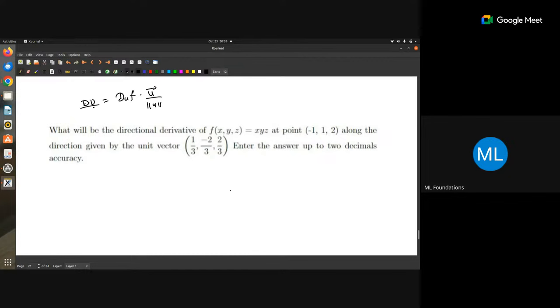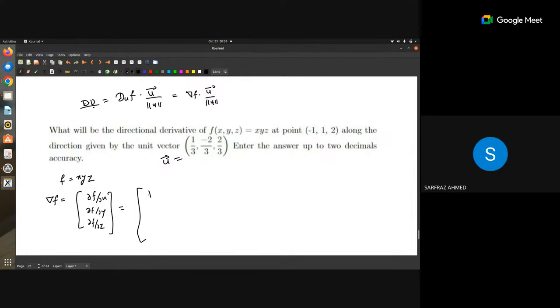Okay, so if this is a function of x, y, z at this point, first of all I have to find del f dotted with this, which I am just considering as u bar. Now f is equal to xyz. Del f will be: del f by del x, del f by del y, del f by del z. So del f by del x is yz, then xz.